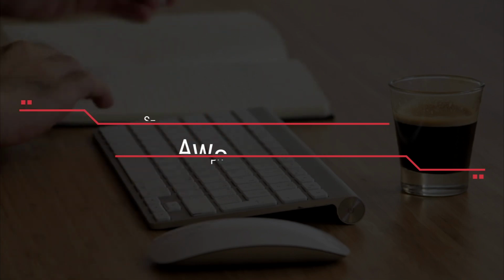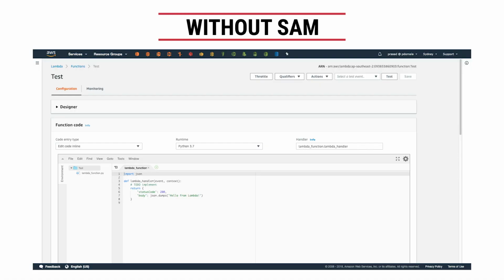So let's get started. Before SAM CLI, normally we would create, update and test our Lambda functions directly on the AWS Management Console. It's okay to use this process if you quickly want to test something, but the idea of having your production code on an online editor does not sound good in this era of infrastructure as code, where everything is codified and version controlled.